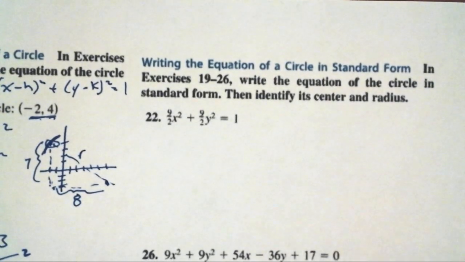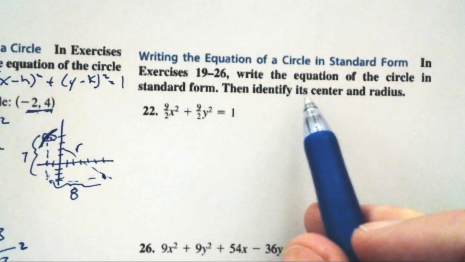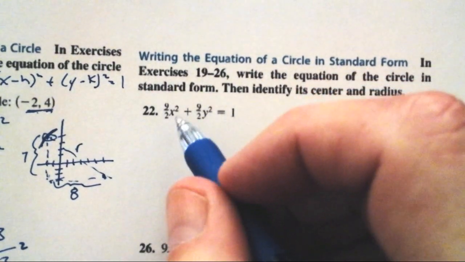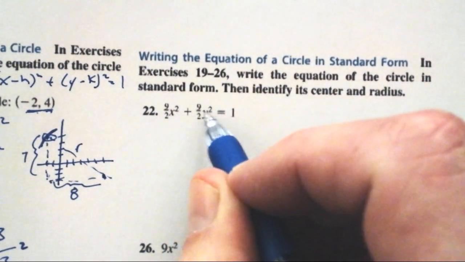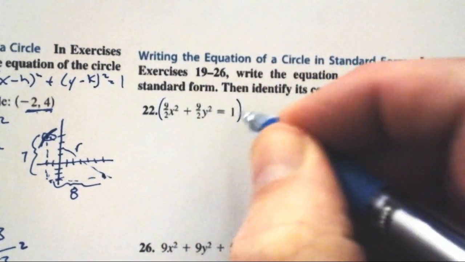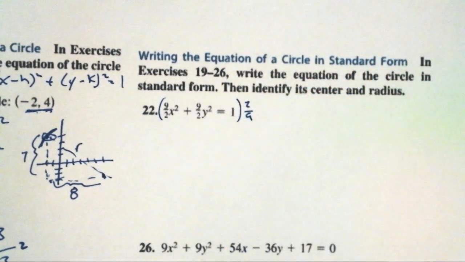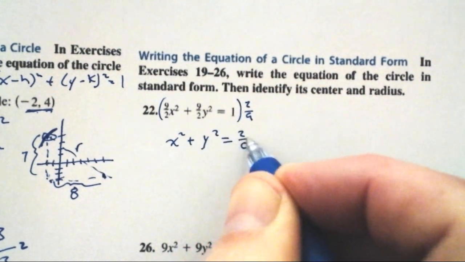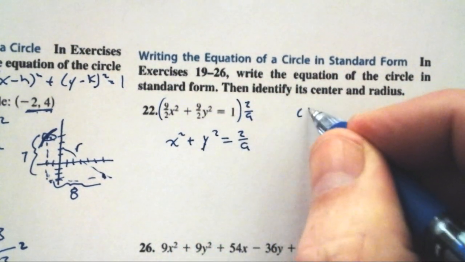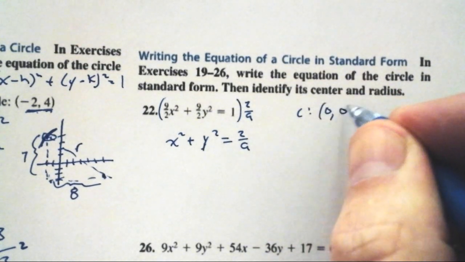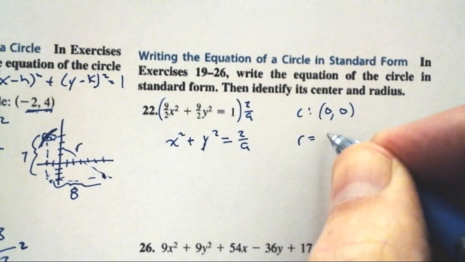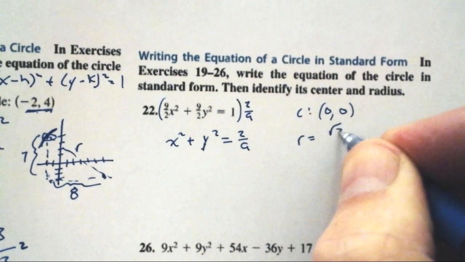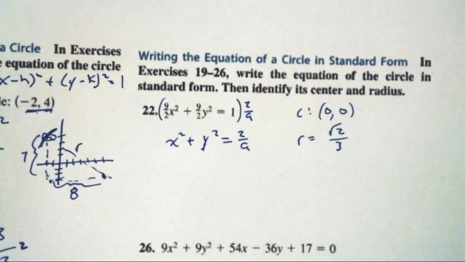Okay, 19 and 26. Write the equation of a circle in standard form. Then identify the center and radius. Well, my center is (0, 0). My radius is to be determined. For standard form, I'm going to multiply both sides of this by 2/9, and I get x² + y² = 2/9. So our center is (0, 0). We knew that. And our radius is the square root of 2 over the square root of 9, or √2 over 3. And that is it. Not supposed to graph yet.